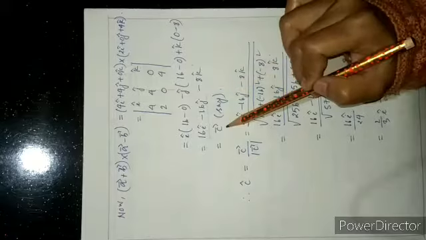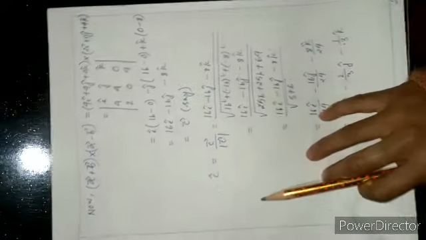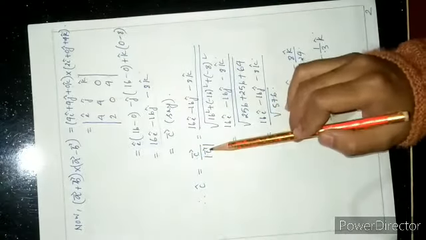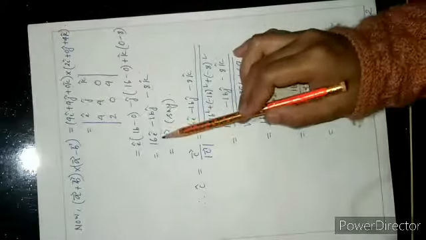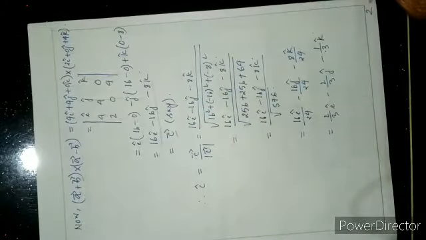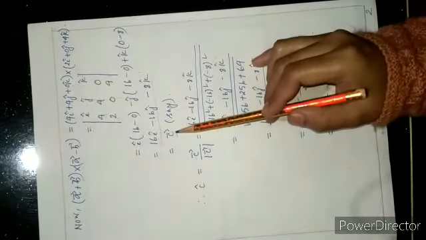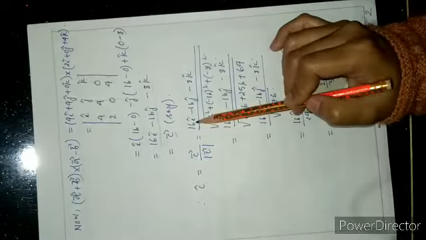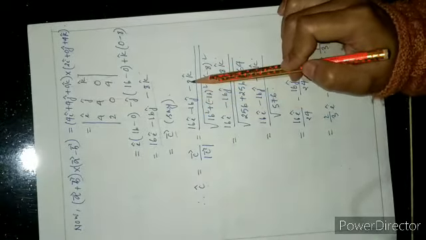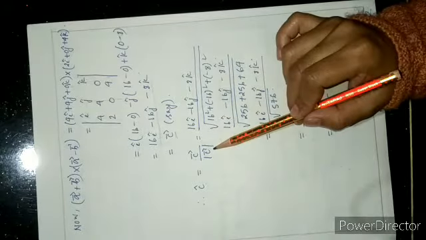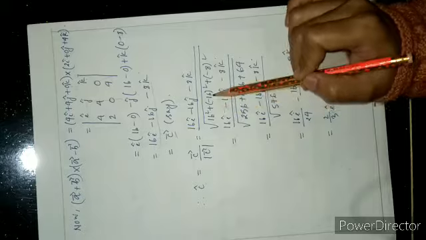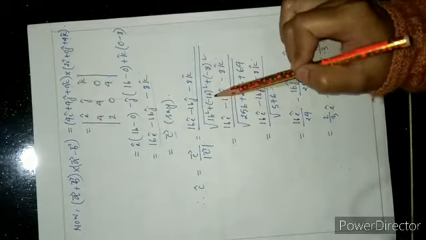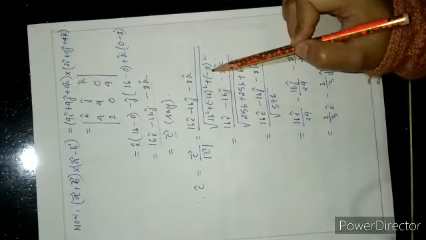This vector is represented by C vector. Then we need to find C cap. C cap is given by C vector divided by the magnitude of C, which is 16 I cap minus 16 j cap minus 8 k cap over the root of the x component square plus y component square plus z component square. Here x is equal to 16, y is equal to minus 16, z is equal to minus 8.